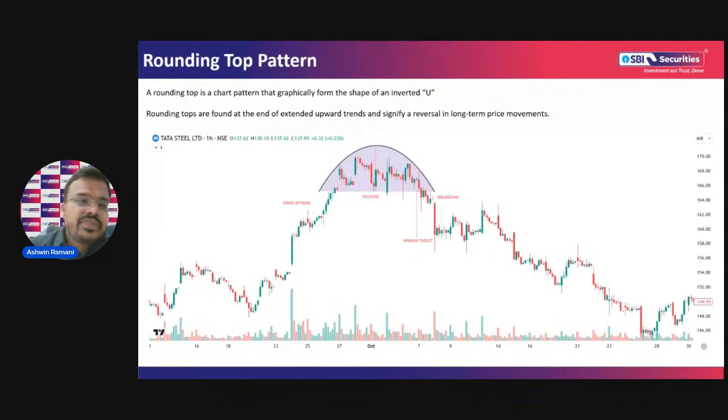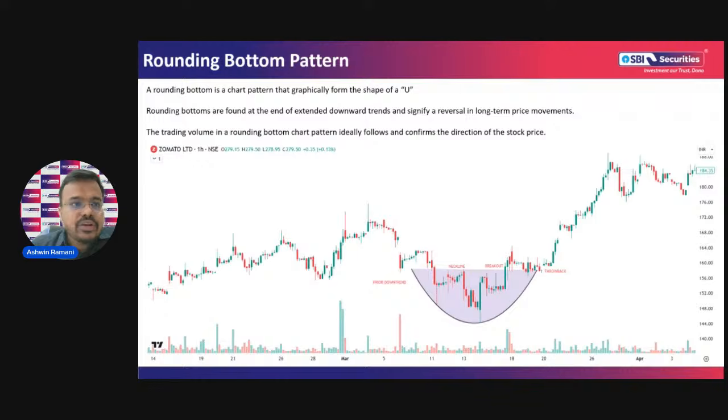All good. Perfect. Now, exact opposite of this is a rounding bottom pattern. Now, rounding top was an inverted U, whereas a rounding bottom is a U-shaped pattern that is seen after a downtrend. Now, rounding bottoms are found at the end of an extended downtrend, and it signifies a reversal.